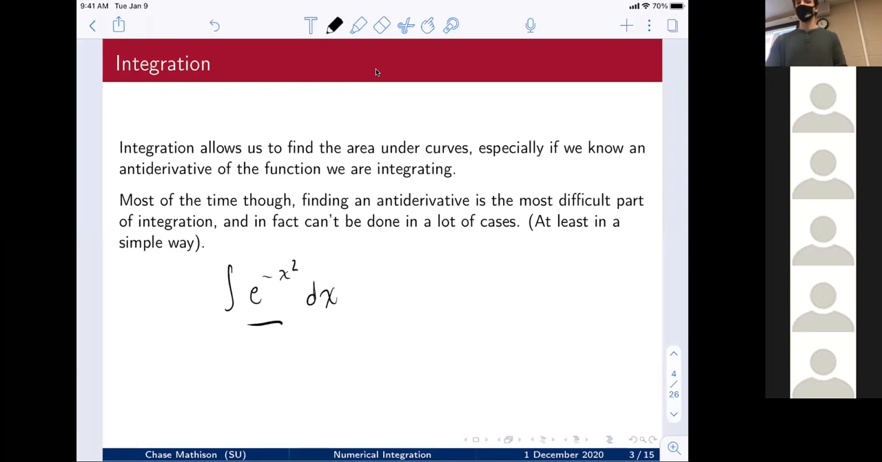Oh, there's a question. Is there a difference between integration and anti-differentiation? Integration is a more general process of finding areas and also general antiderivatives, but no, not really.